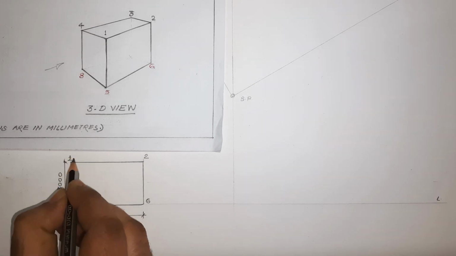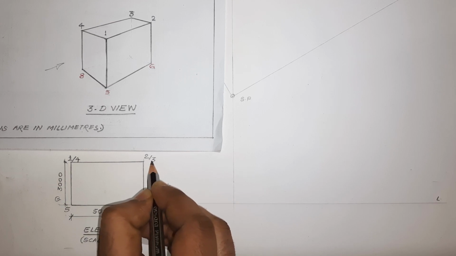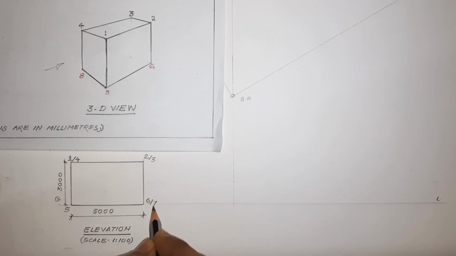So those will be written as 1/4, 2/3, 6/7 and 5/8. So this finishes our elevation.